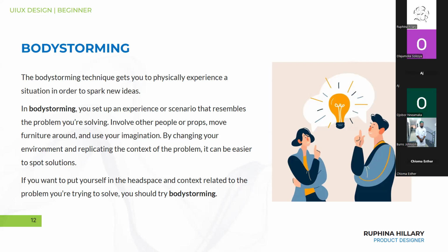Now, when you're in this scenario, you can think to yourself, what do you think can help me in this situation? What would I want in this situation? What is preferable for me? Or what would work best for me? Because now you are in that situation. You know the need that they have. It's realer to you. Body storming involves putting yourself in the headspace of the problem you're trying to solve, unlike brainstorming that is mostly mental, where you are just thinking about it.